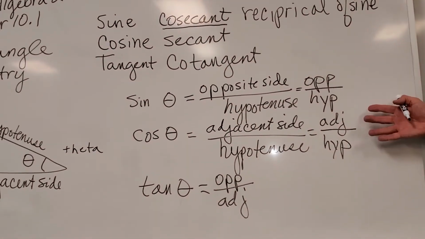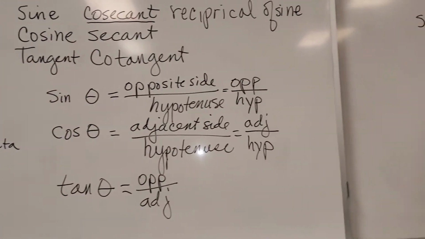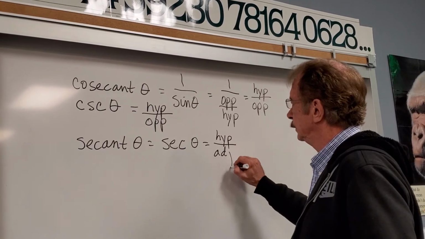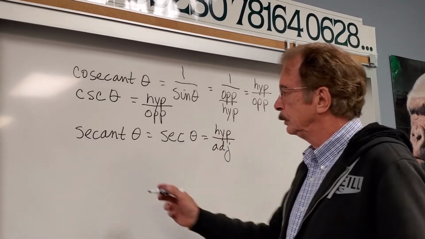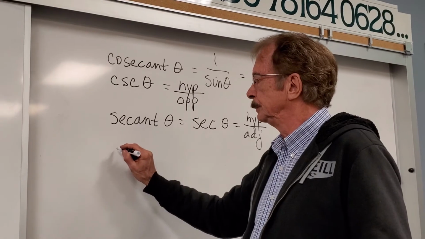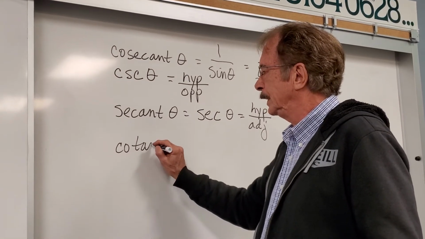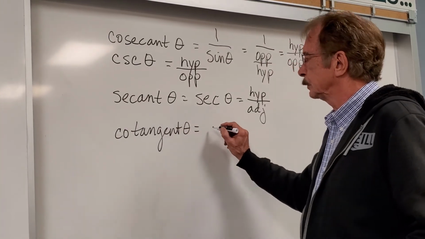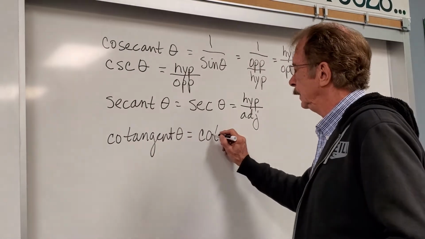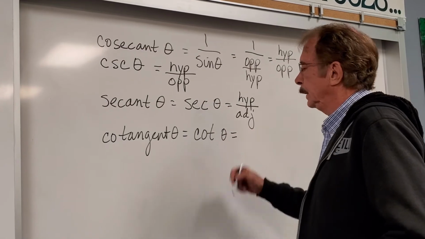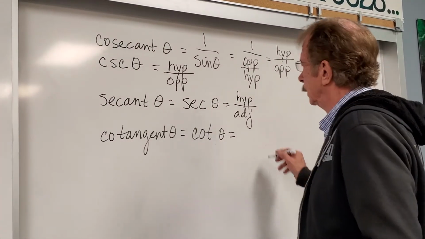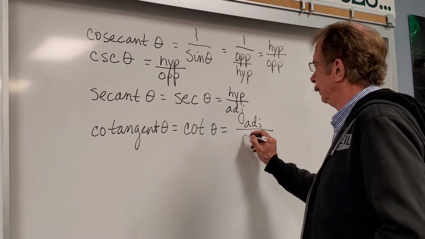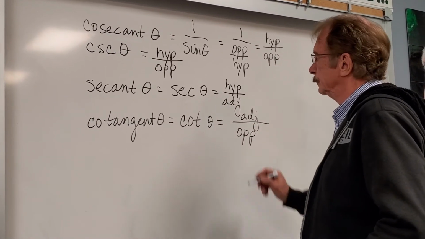And that's going to equal, well, you know the reciprocal already. It's the reciprocal of cosine. So I'm just going to flip that over. Hypotenuse over adjacent. And you already know the cotangent. I'll write it out here, but it is the first three letters, COT of theta, and that's equal to the adjacent divided by the opposite side.